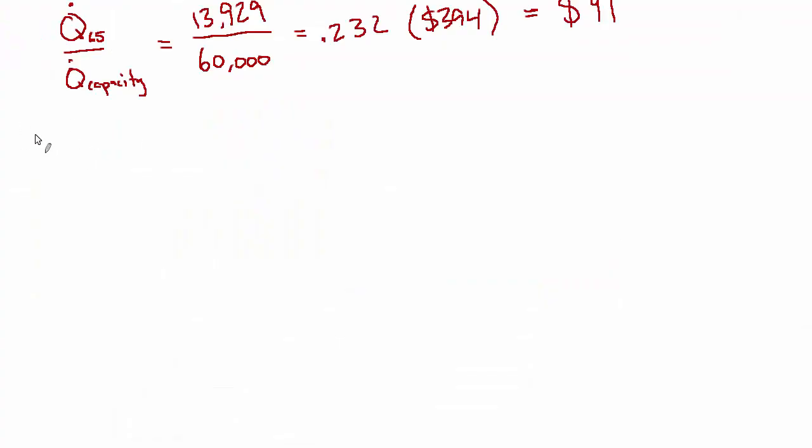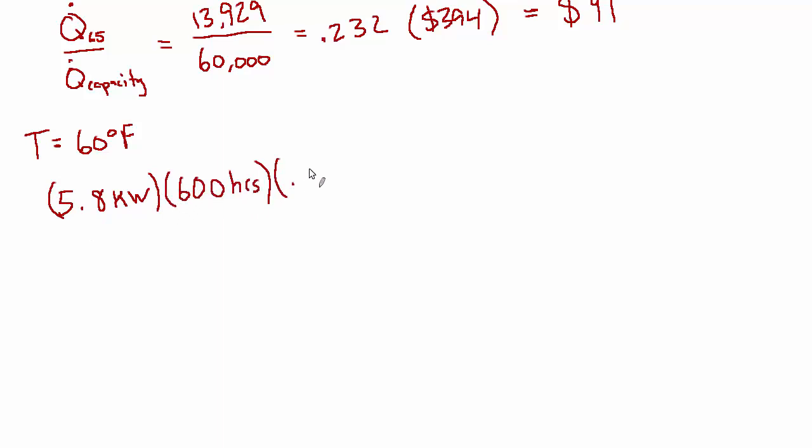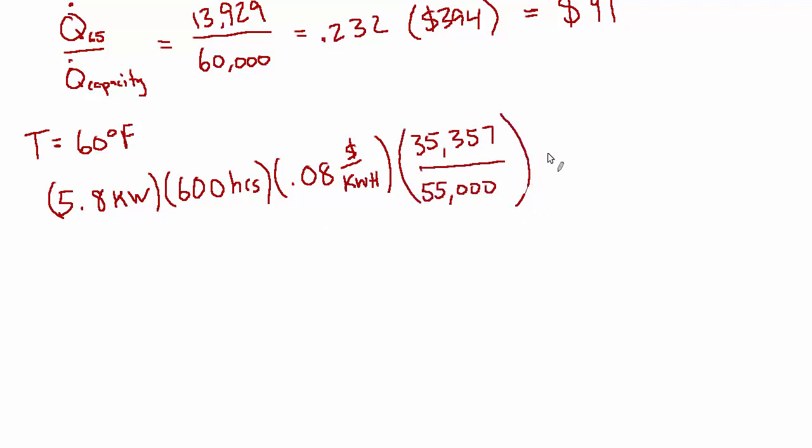So the next one we want to look at is when the outside temperature is 60 degrees F, and we'll just do that calculation in one shot. We'll go straight across. So now the power required to operate is only 5.8 kW according to the table, and the number of hours is 600. Cost of electricity doesn't change, and that ratio is a little more demand, 35,357, and a little less capacity, 55,000. I'm skipping the units there, but they're both BTUs per hour. And that equals $179.